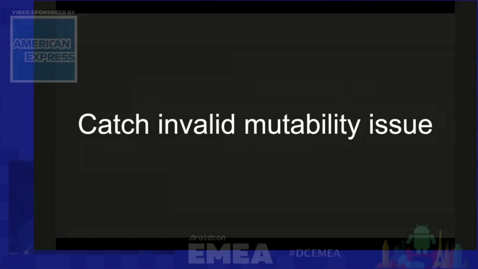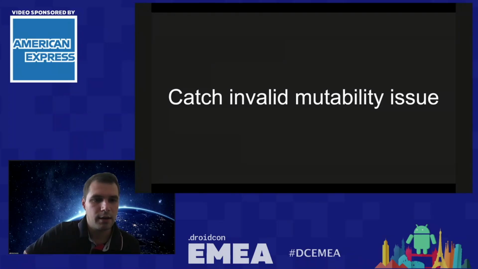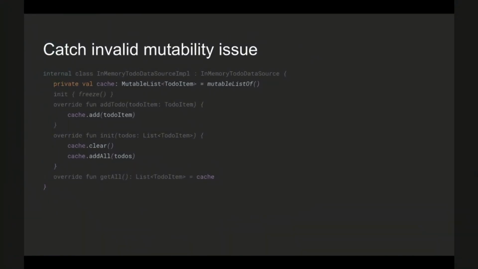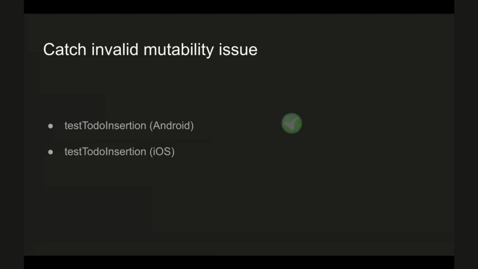So let's now have a look at how this integration test can help us with invalid mutability issues. This is an in-memory implementation, for example. We're just using a mutable list to store the data. So let's run this test on Android. It's working fine. Let's run the test on iOS. On iOS, this is not working because of the invalid mutability exceptions.